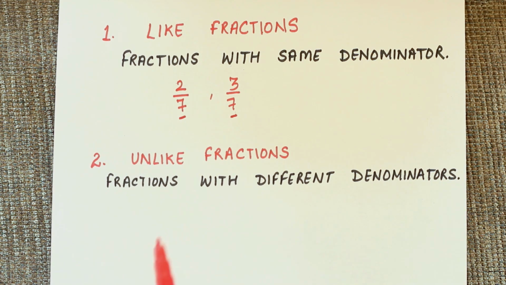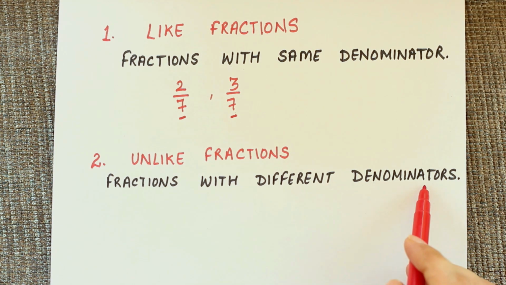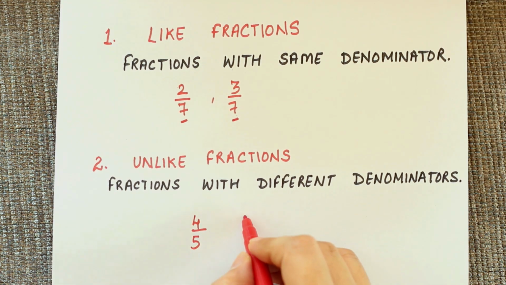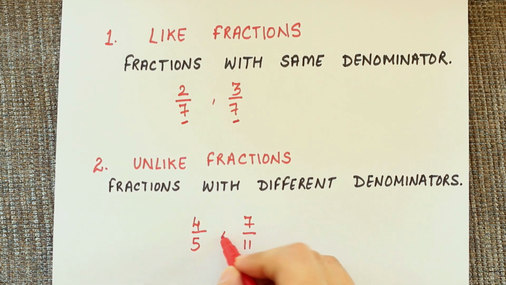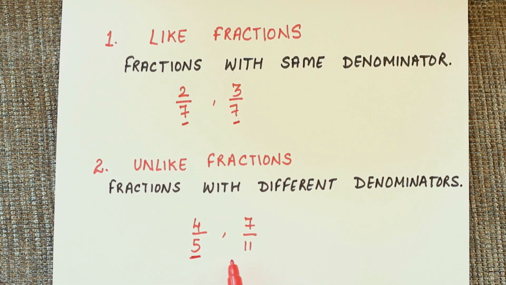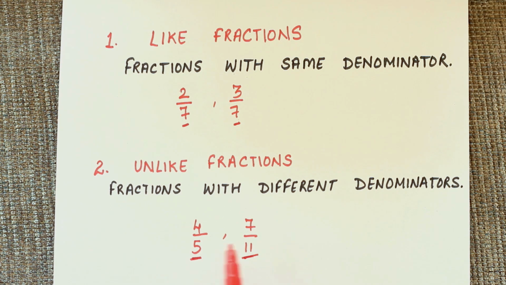Second one is unlike fractions. Fractions with different denominators are known as unlike fractions. For example, 4 by 5, 7 by 11. Here both of them have different denominators. It is 5 over here, it is 11 over here. So both of them are the examples of unlike fractions.